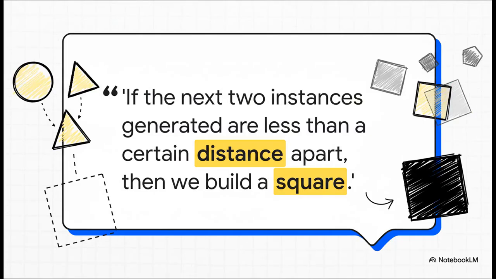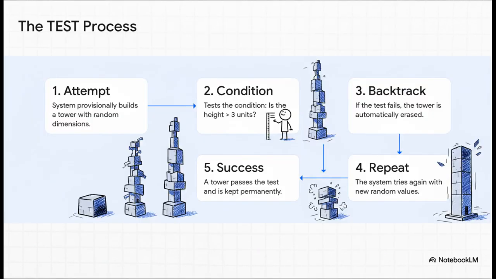So why is that so powerful? Well, think about this situation from the source material. Imagine you want to build a square between 2 points, but only if they're close enough together. The problem is, you can't know if they're close enough until you've actually created them. The test command lets you create them in a sort of ghost mode first, check the distance, and then decide if you want to keep them. This example makes it crystal clear.